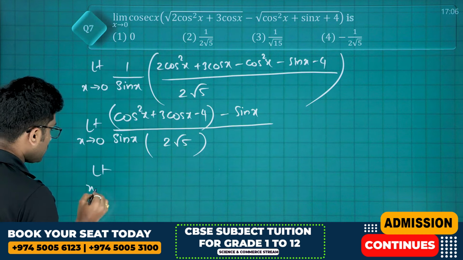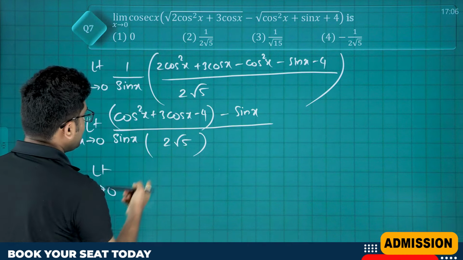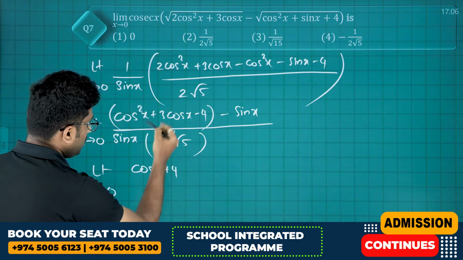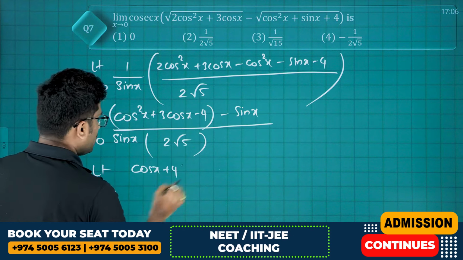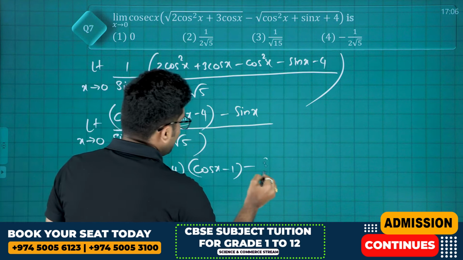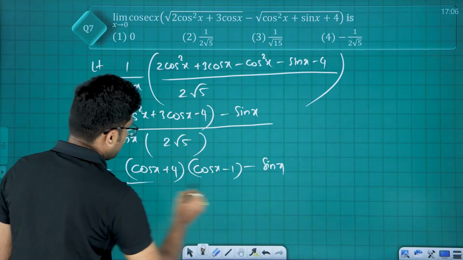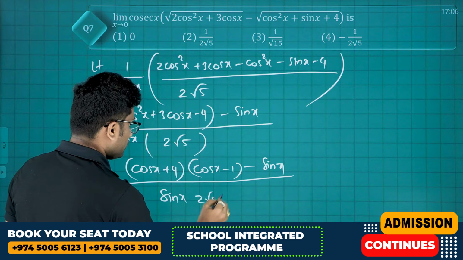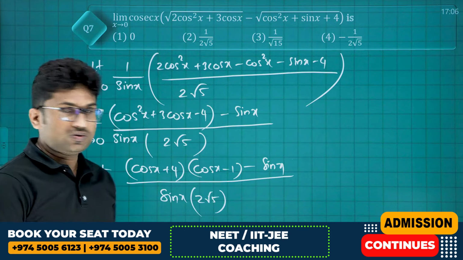Now the limit extends to 0. We can factorize this as (cos x plus 4) into (4 cos x minus 1), that is (cos x minus 1) whole, minus sin x, divided by sin x into 2 root 5.